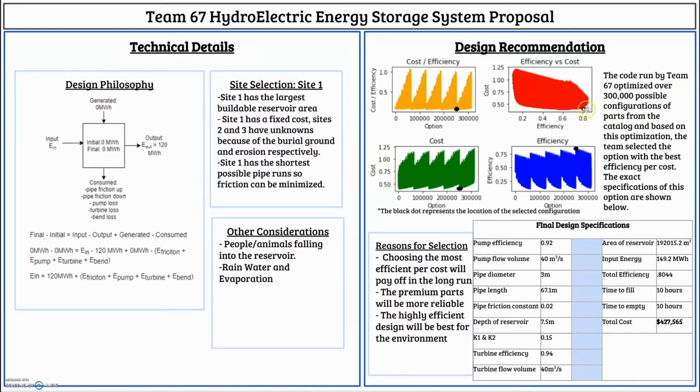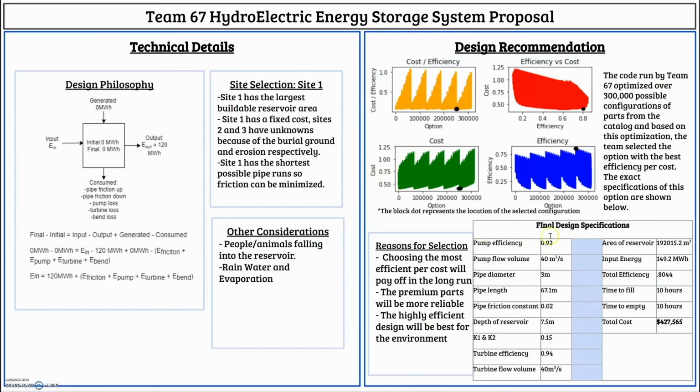As you can see from the second graph, the selected point is very low cost and high efficiency compared to the other options. The bottom two graphs show the cost and efficiency of the options. As you can see, the cost is near one of the minimums of the graph, and the efficiency is also near the peak. The final specifications of the selected configuration are shown in this table here.